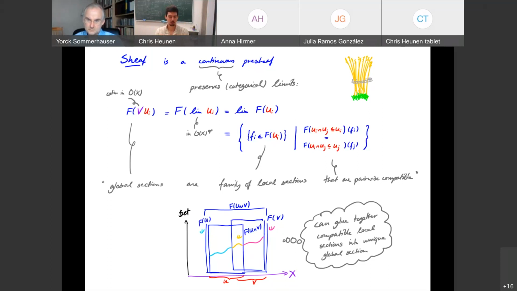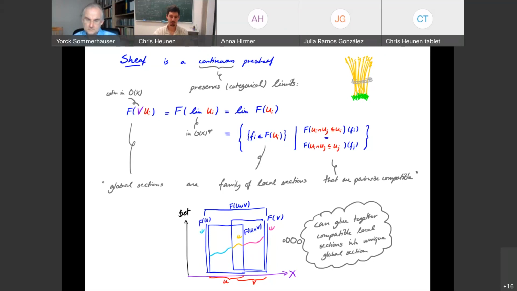So if you read this formula, what it's saying is that the left-hand side says global sections are families of local sections that are pairwise compatible. There should be a bijection, a natural bijection between these things. Both injective and surjective mean something here.